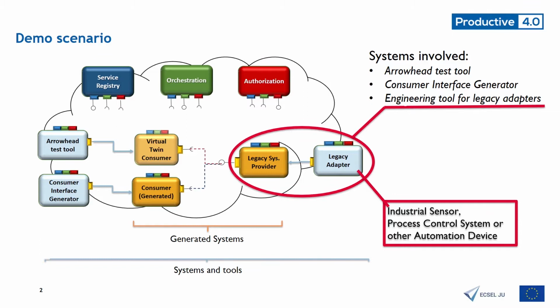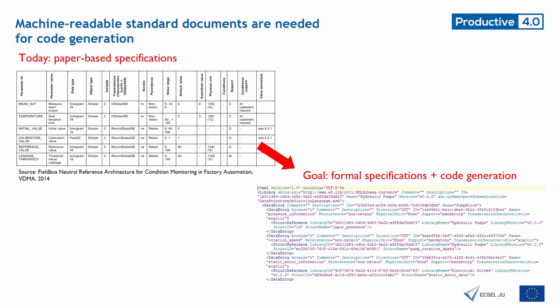In industrial production systems, there are information sources like sensors or process control systems. They are connected via industrial communication systems like Modbus TCP or MQTT. Legacy adapters can transfer the information from the device to the Arrowhead system. The development of these adapters is time-consuming, and thus we wanted to automate this work.